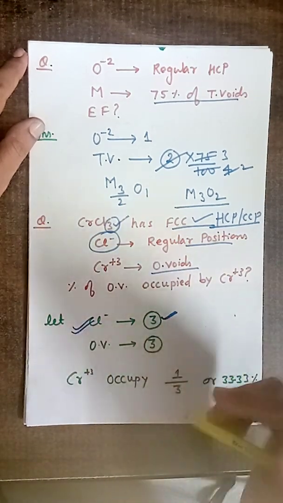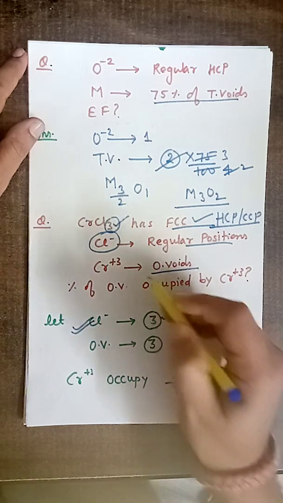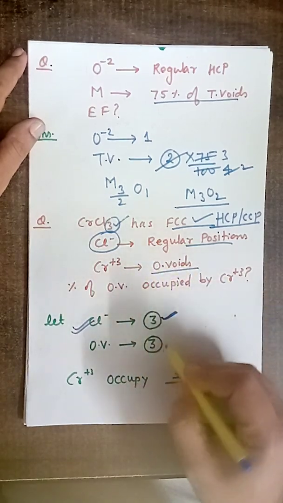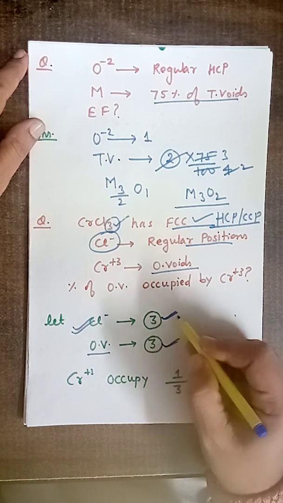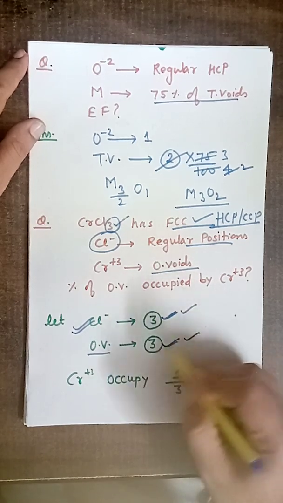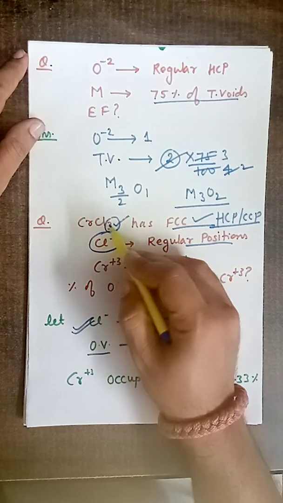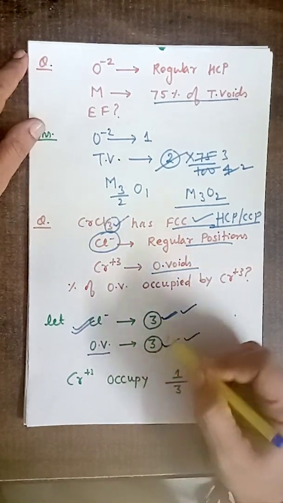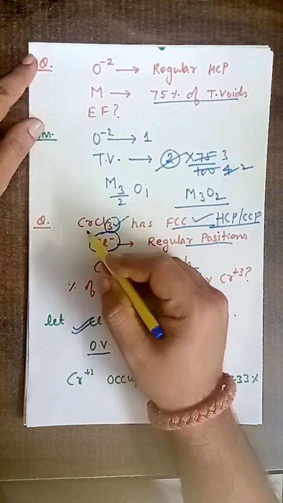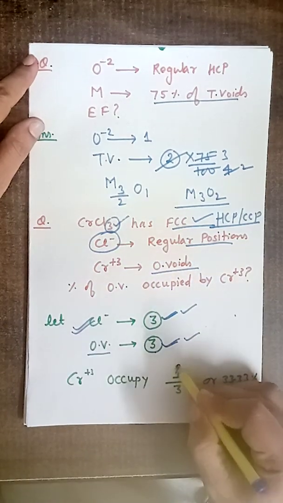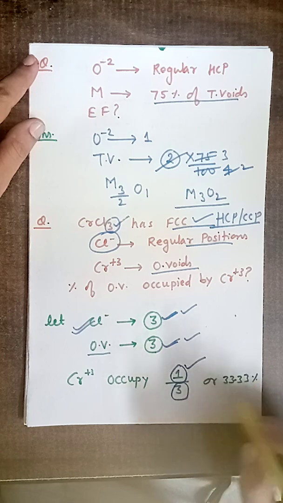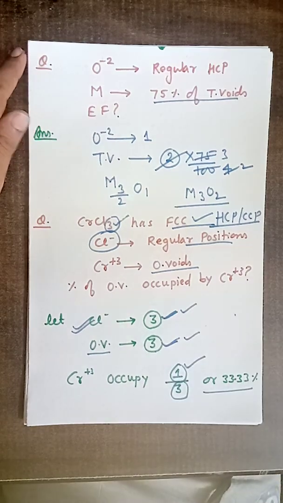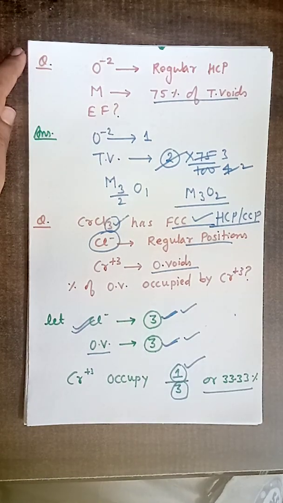Chloride is 3. Now if chloride is 3, as per the question chromium is in the octahedral void, so octahedral voids should also be 3. The ratio is 1:1. So if 3 particles, then 3 octahedral voids also. Now here we have 3 chloride, 3 voids, but the number of chromium is only 1. Therefore only 1 chromium can be placed out of 3 total octahedral voids, and you can say it is 33.33% of voids occupied by chromium.